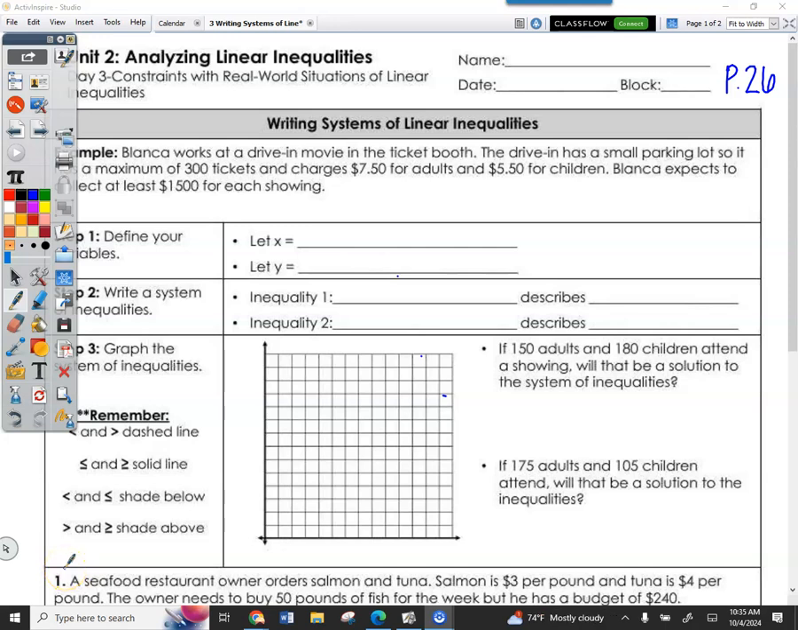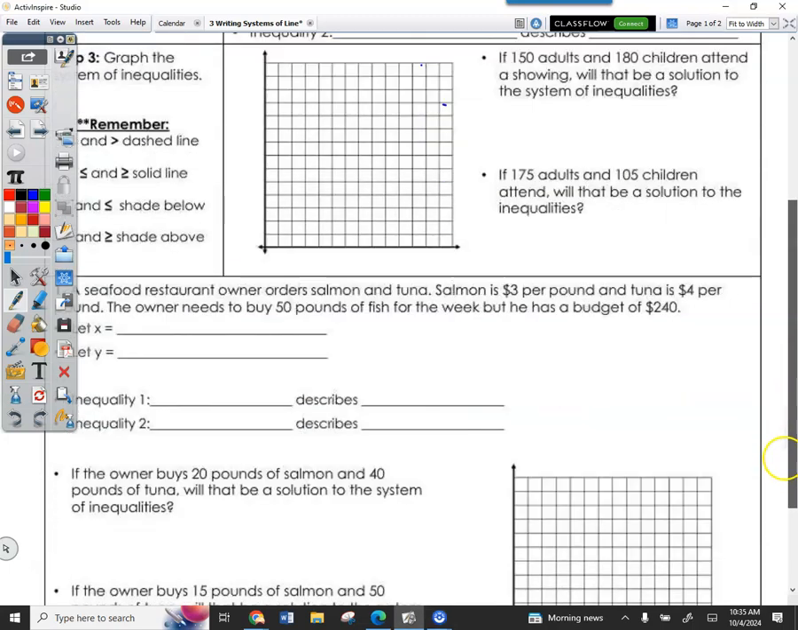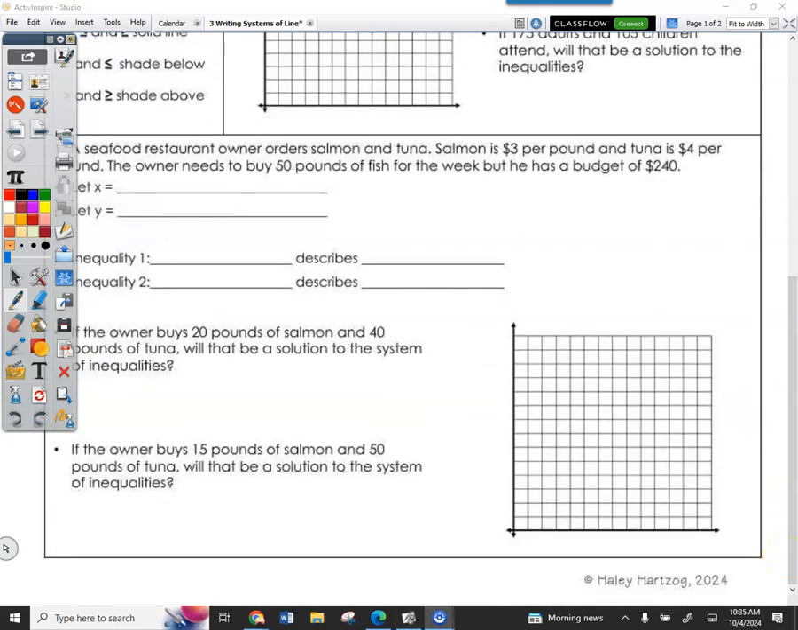This is page 26. We are looking at writing systems of linear inequalities. So this paper has 5 problems on it total. The first one you will see is very detailed in the way it's laying out all of the information. And then the second one, there's a little less details. And then if you go to the back, there's even fewer details.